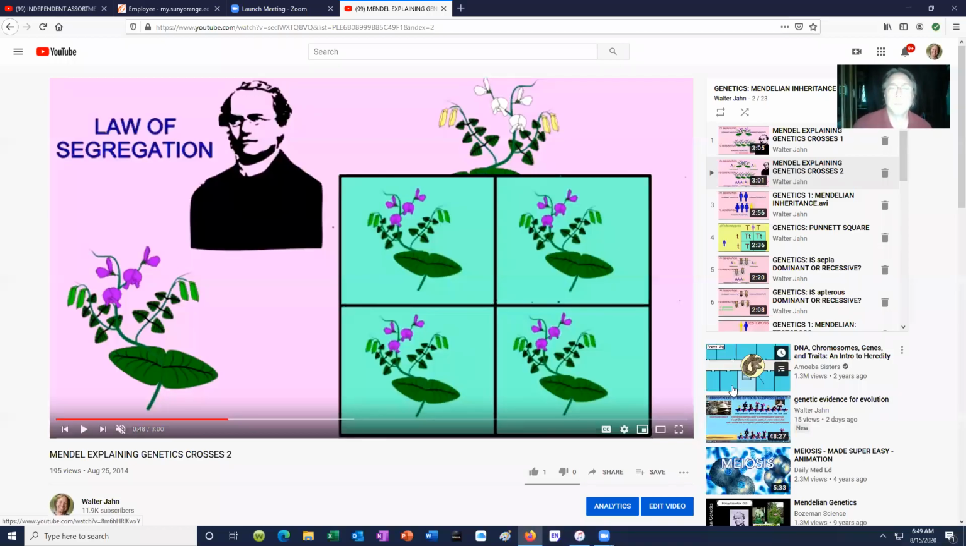Gregor Mendel noticed that when he crossed purple-flowered pea plants with white-flowered pea plants, all of the offspring were purple. And he noticed similar things with other traits, so that tall pea plants crossed with short pea plants would give rise to all tall pea plants.